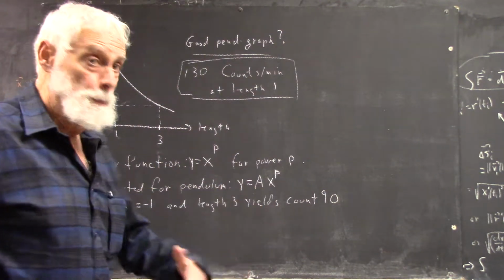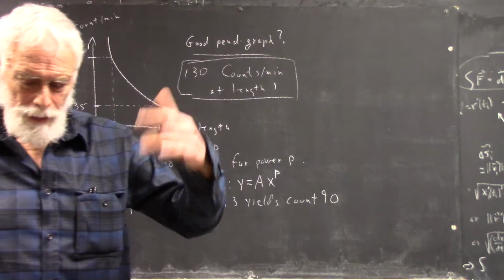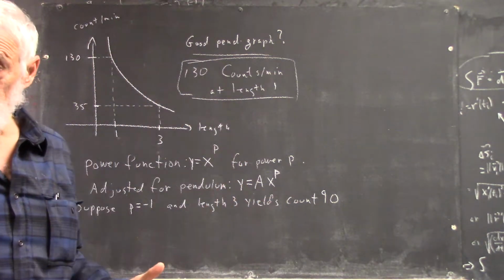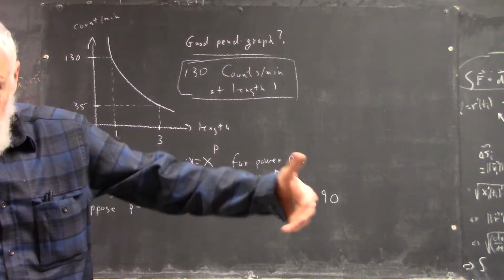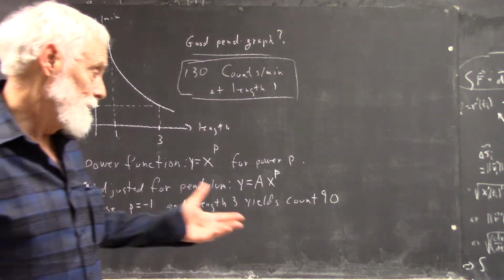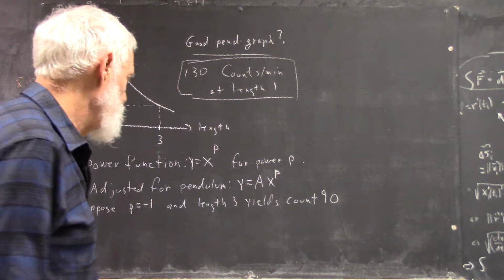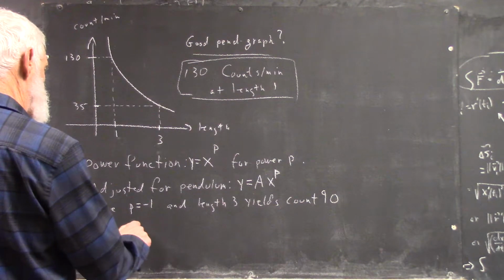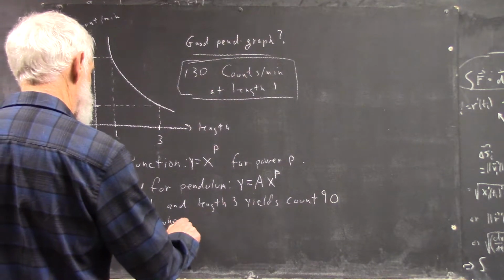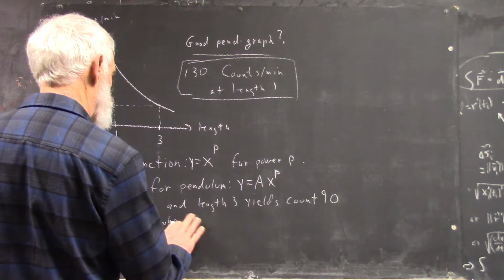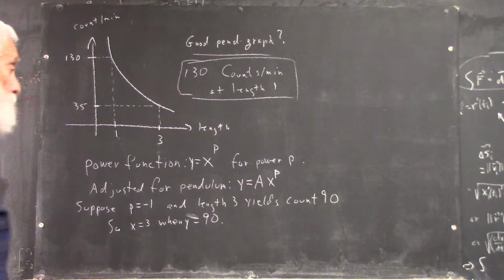Yeah, well, and people did well with plugging numbers in. Some people got confused with that backward apostrophe thing, but I don't think you're going to have any trouble with it because a lot of people did this quite well. If you didn't, just kind of redo that one. Because if you're not doing it, you're going to need the feedback. Okay, so if length 3 yields count 90, then x equals 3 when y equals 90.